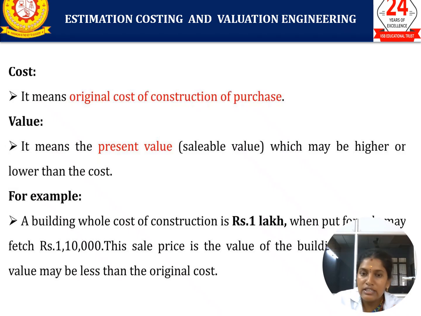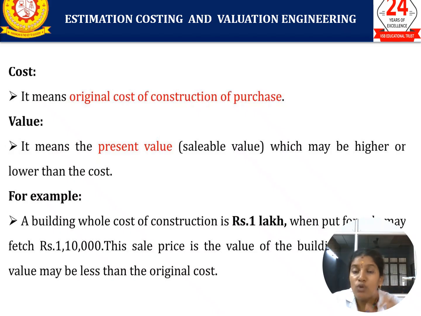So cost is nothing but the original cost of construction. If you are going to make a pen, what is the charge, what is the minimum amount required for constructing a pen? That is called the original cost, that is called the cost value. What does value mean? It means the present value. It may be increasing or decreasing from the original cost. So this is one pen, and the total cost of the pen is 10 rupees. So that is the cost.